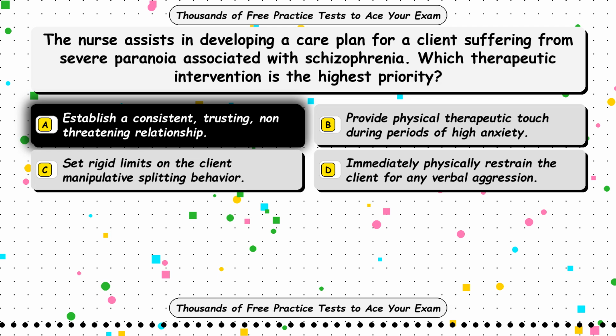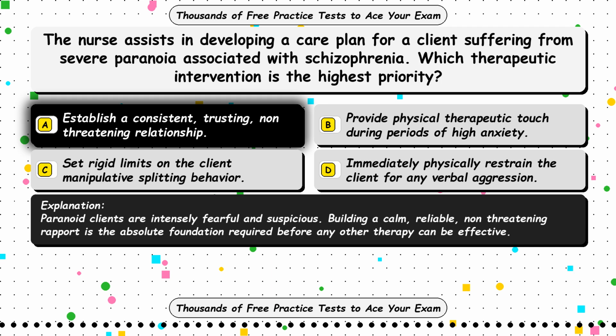The correct answer is option A. Establish a consistent, trusting, non-threatening relationship. Paranoid clients are intensely fearful and suspicious. Building a calm, reliable, non-threatening rapport is the absolute foundation required before any other therapy can be effective.